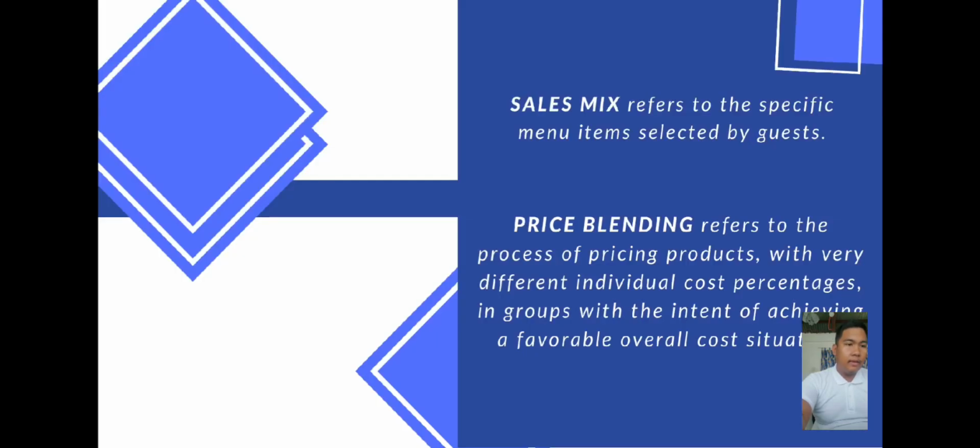Sales mix. Sales mix is all about understanding the profit margin, which is the percentage of a product's profit divided by its sales price. You can compare the profit margins of multiple products to understand your sales mix. Also, sales mix refers to the specific menu items selected by guests. Sales mix will most heavily influence menu pricing decisions.